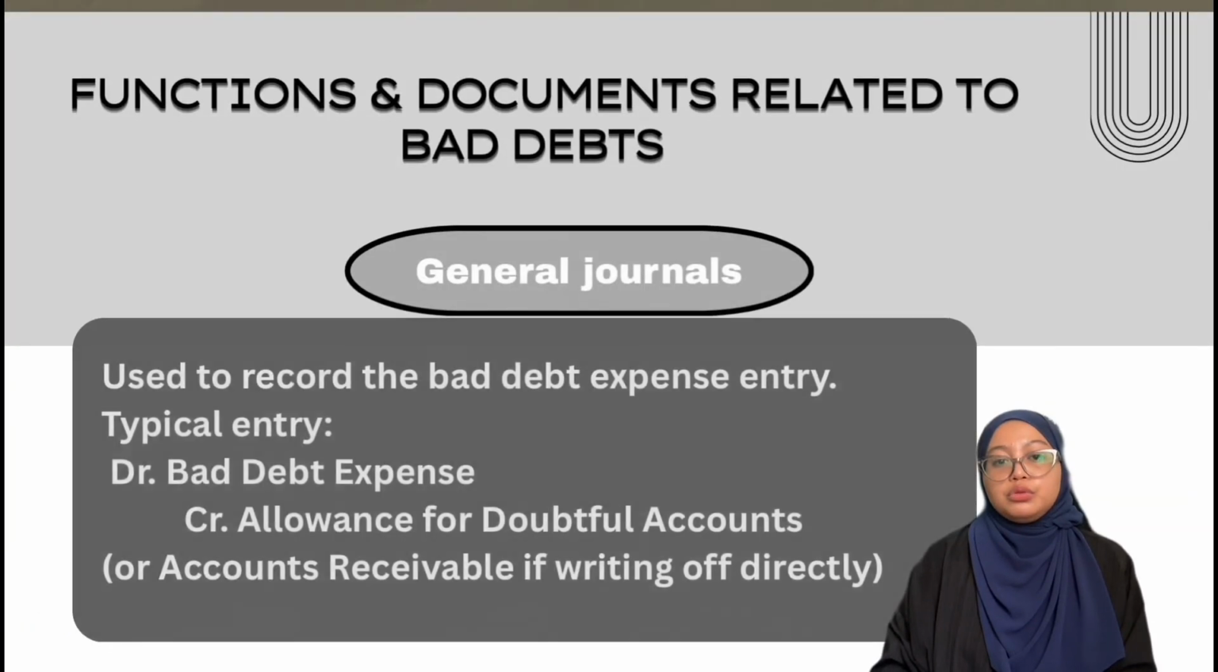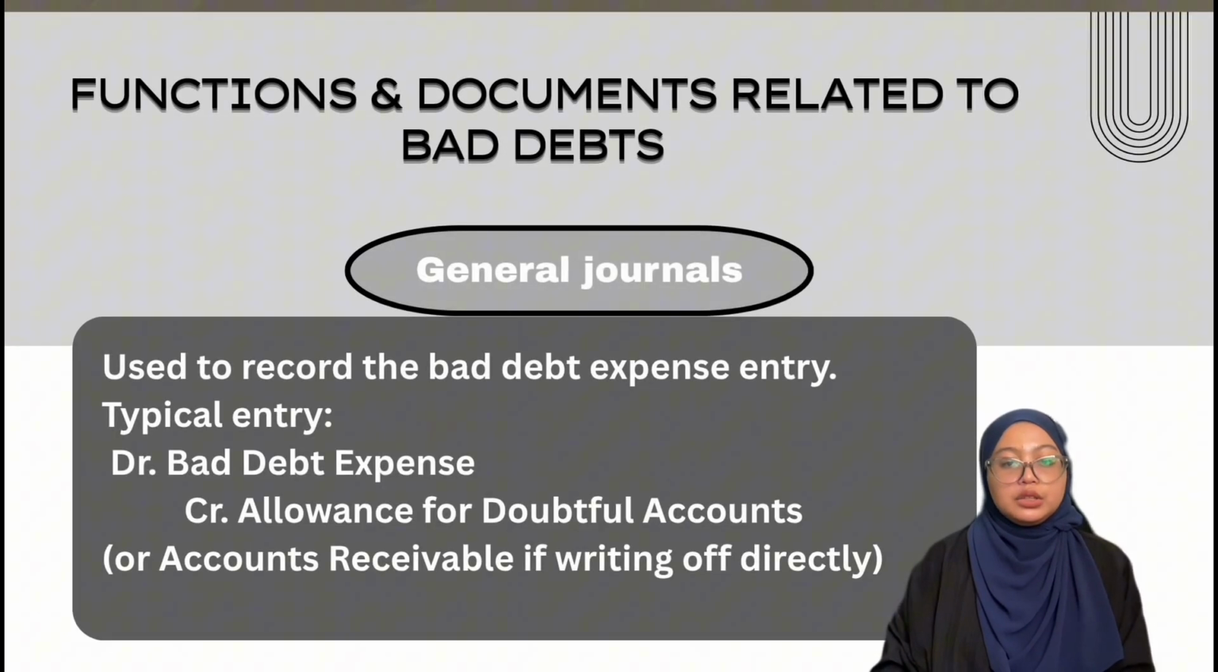Next, we continue with the functions and documents related to bad debts, which is the general journal. The general journal is used to record the bad debt expense entry.